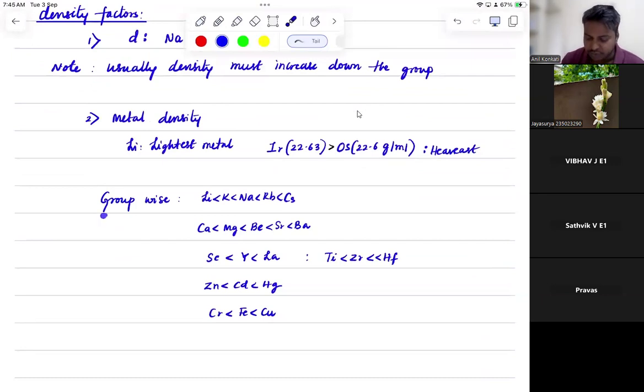Check out group-wise trends. Lithium to cesium is increasing order. Next, calcium to barium is also increasing order. Lanthanum greater than yttrium greater than scandium, mercury greater than cadmium greater than zinc, copper greater than iron greater than chromium, hafnium much greater than zirconium greater than titanium.